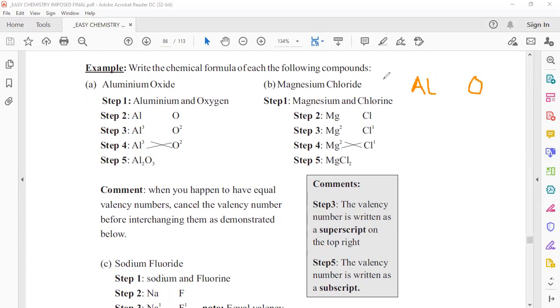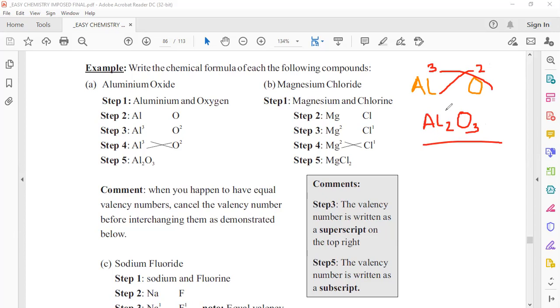That is the first step. The second step is, what are their valence numbers? The first one is to identify, the second one is to write the chemical symbols, the third one is, what are their valence numbers. The valence number of aluminium is 3 when you go to the periodic table. Then the valence number of oxygen is 2. And what do you do from there? You interchange. So it becomes Al2O3. This is what we call aluminium oxide.